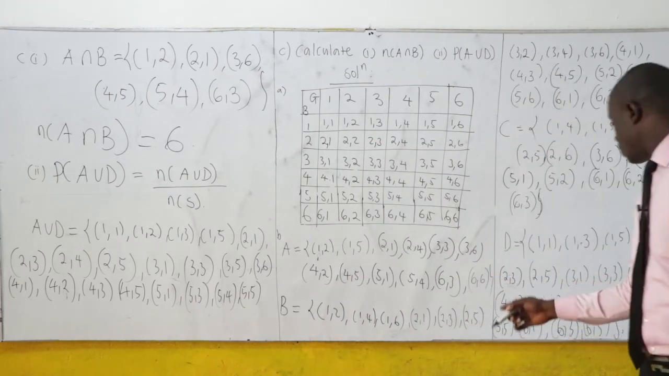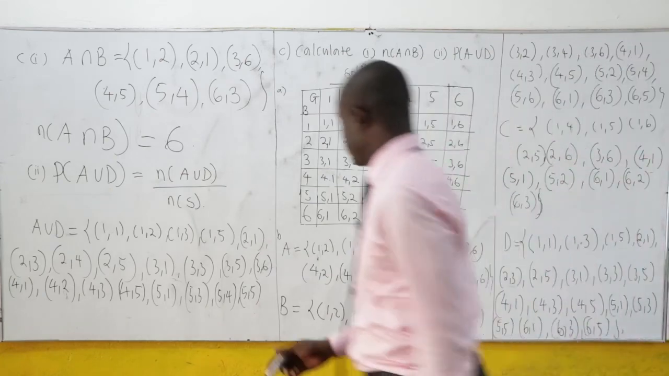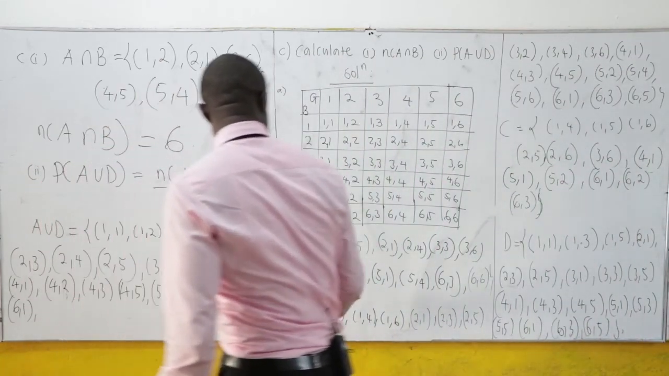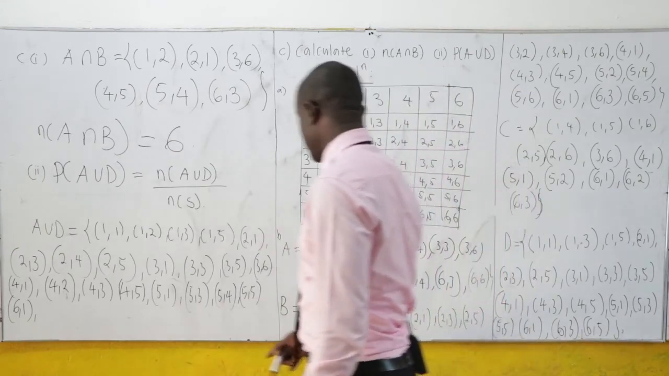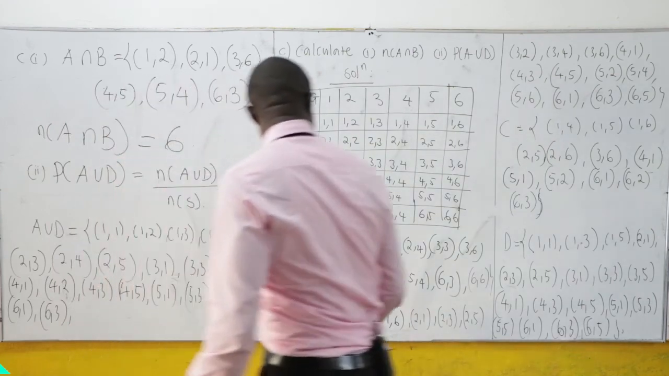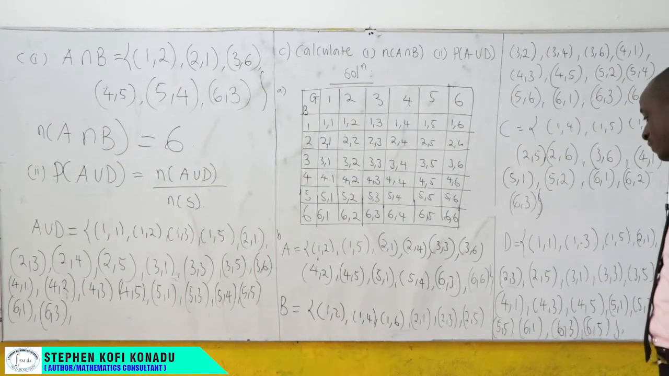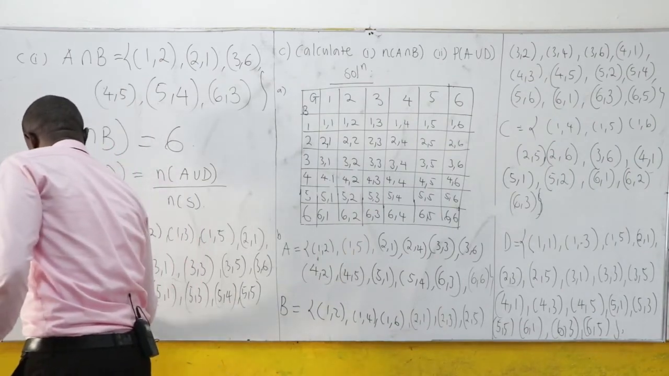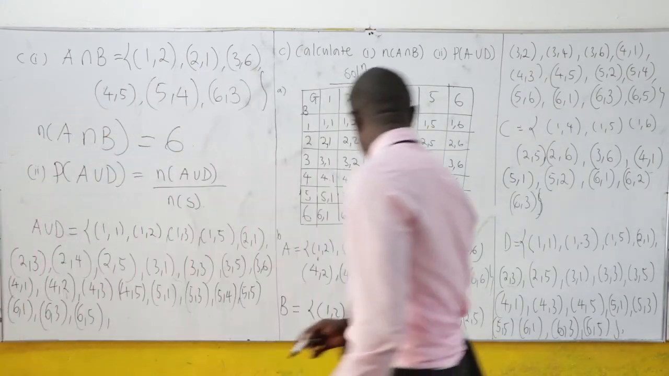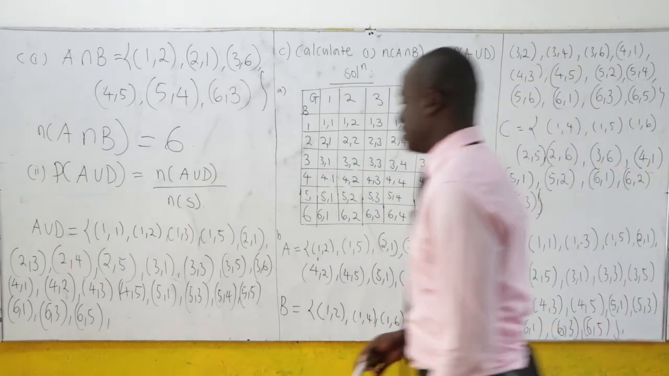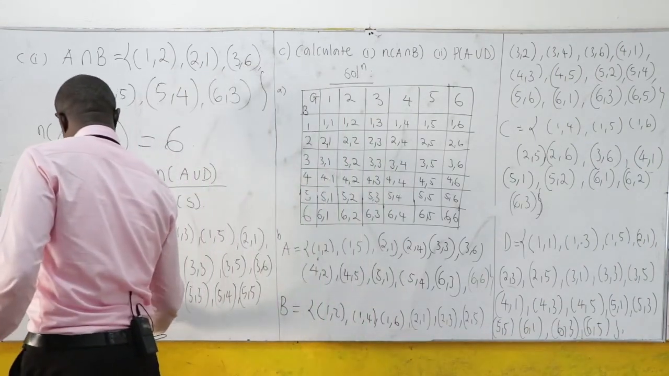5,6: no. 6,1: yes, 6,1 will be in the other set, so we have 6,1. 6,2: do you have 6,2 here? No, we don't have 6,2, but you have 6,3. 6,4: there's no 6,4 here. 6,5: yes, there's 6,5 in the other set. 6,6: yes, we have 6,6.